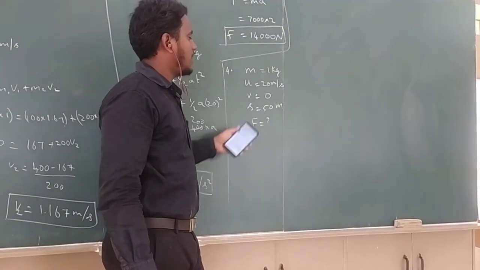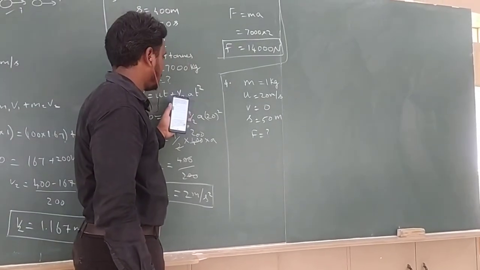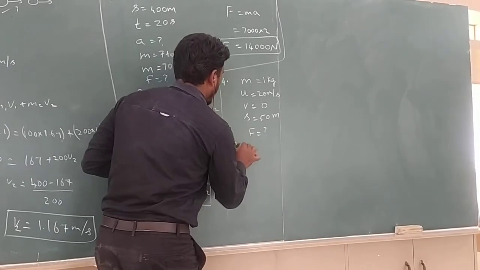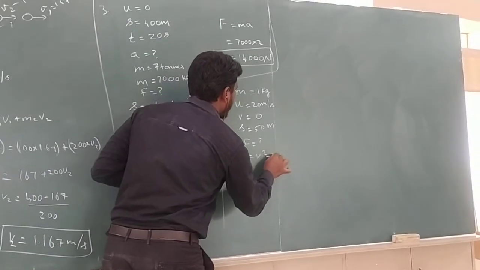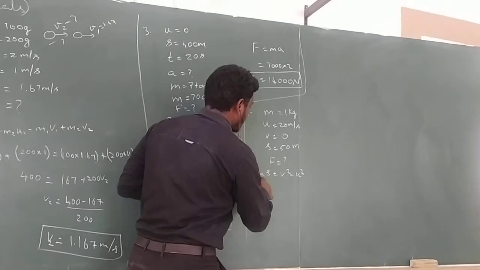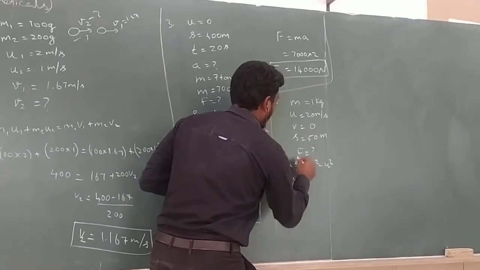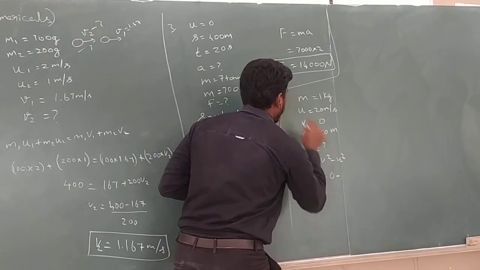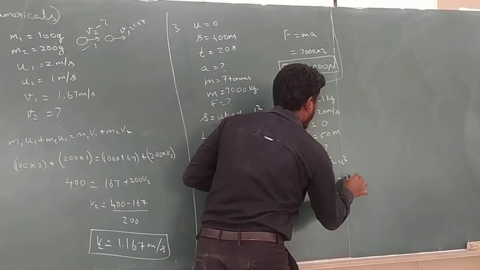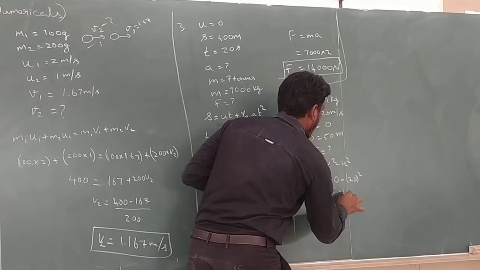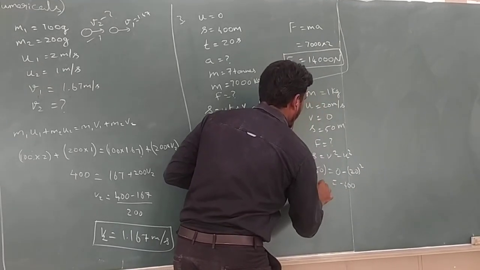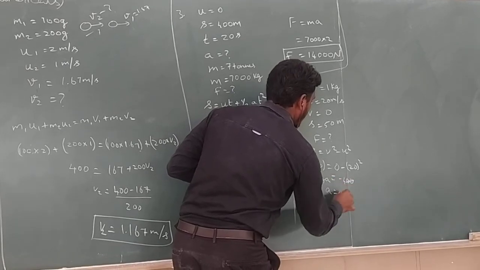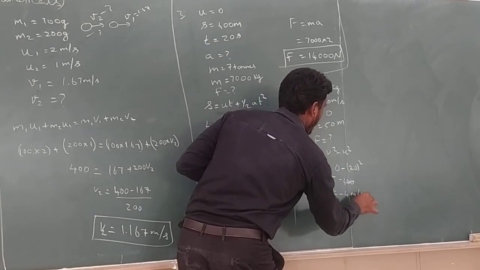Which equation of motion shall we use? I cannot use this, time is not there. I cannot use the first one. I can use the third one: 2as equal to v square minus u square. Here 2a into 50 equal to v square, 0, minus 20 square. This will be minus 400. 50 into 2 is 100a. So a equal to, I can cancel this, minus 4 meter per second square.